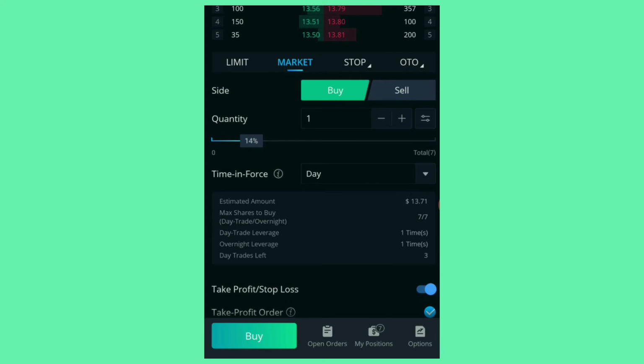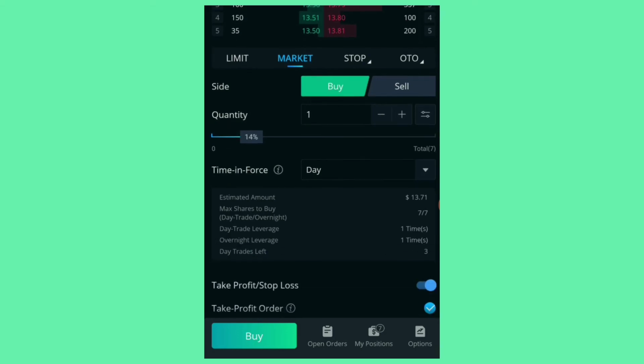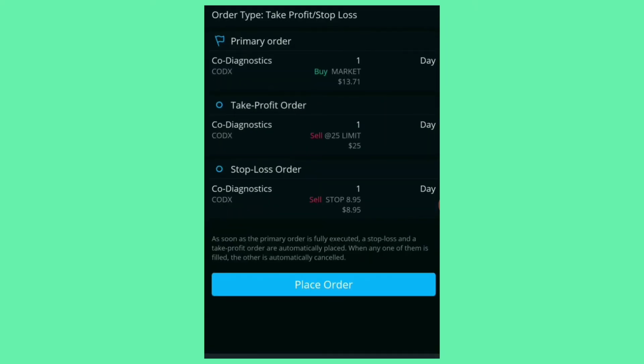Okay. And we are buying just one stock for Codex. So we are going to go ahead and just click buy. Primary order buy one at the market price. It's already told me it's at 13.71. It's also told me that the take profit order is $25 to sell it at, or the stop loss to sell it at 8.95. And that way you are systematically set up to make profits off a stock and not have to worry about anything anymore. And that's how I will go ahead and place the order.